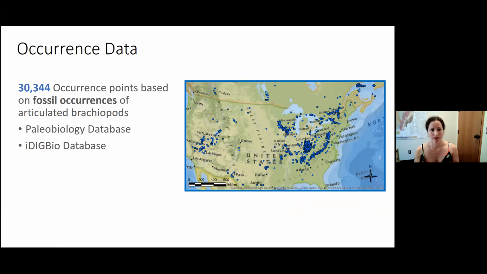So in order to look at this question, I need both occurrence and environmental data. For my occurrence data, I am using brachiopod fossils found in exposed Ordovician strata, specifically focusing on the Laurentian paleocontinent. I downloaded my total data set from the Paleobiology and IGCP databases, and in order to ensure data quality, I went through my data set, sorted out missing information, flagged any possible errors, and verified the taxonomic consistency. This is just a map showing my final data set that I have now, and I currently have 30,344 occurrence points total.